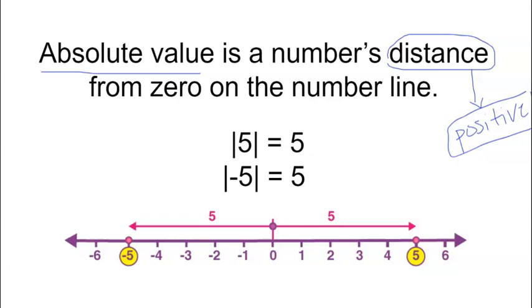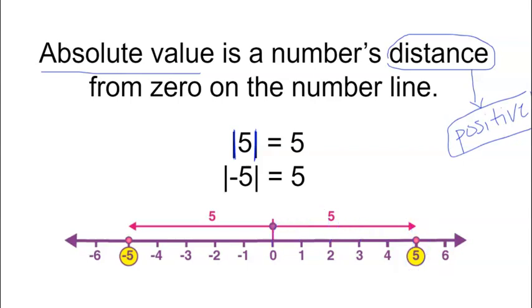So if we think about the absolute value of 5, these two straight lines mean absolute value. Anything in the middle is what we're taking the absolute value of, which would mean 5's distance from 0. So here's 5, 0's here, 1, 2, 3, 4, 5. It's 5 jumps, so the absolute value of 5 is positive 5.